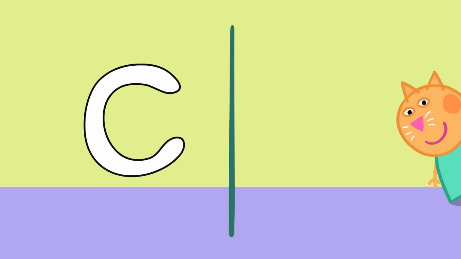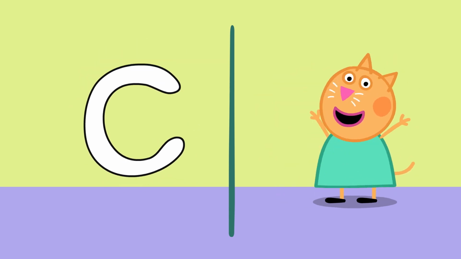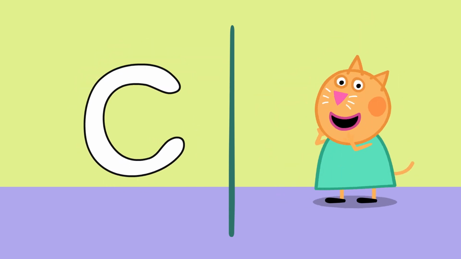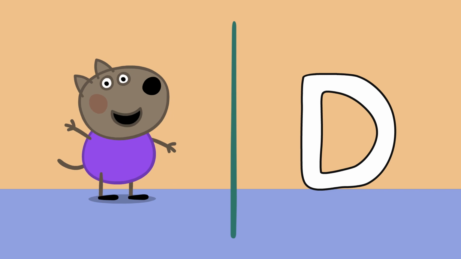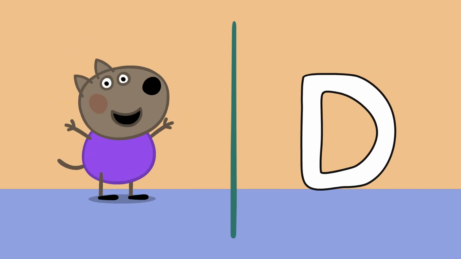C is for candy. Ka, ka, candy. Candy, ka, candy, ka. C is candy. D is for Danny. Da, da, Danny. Danny, da, Danny, da. D is Danny.